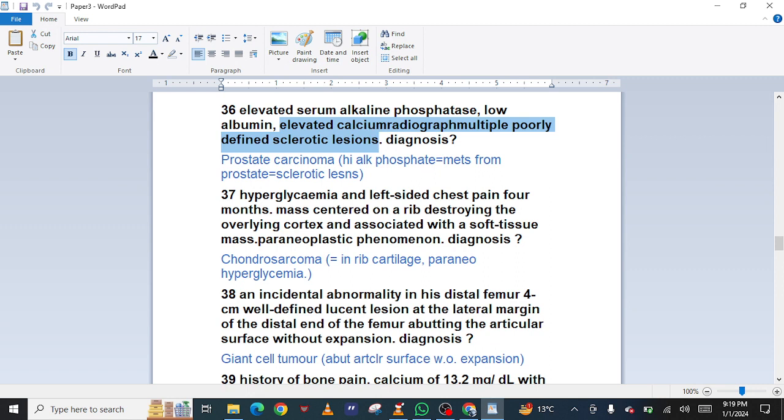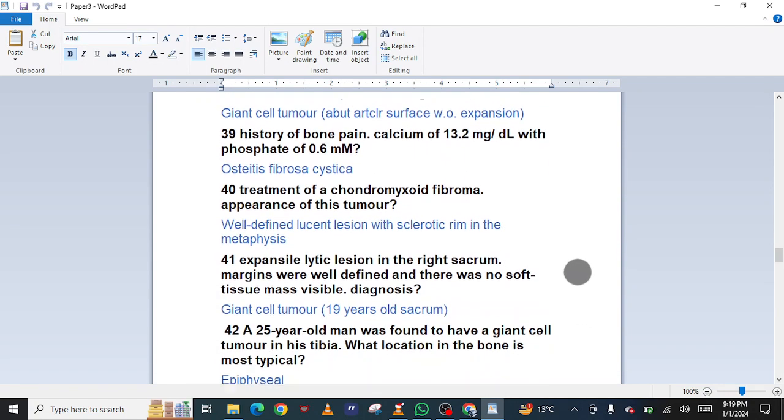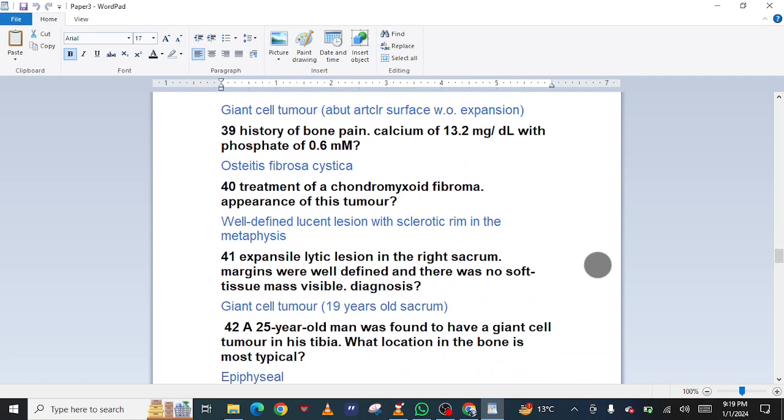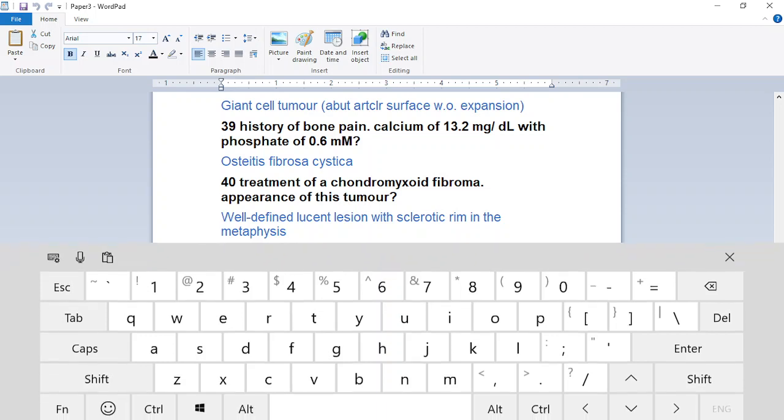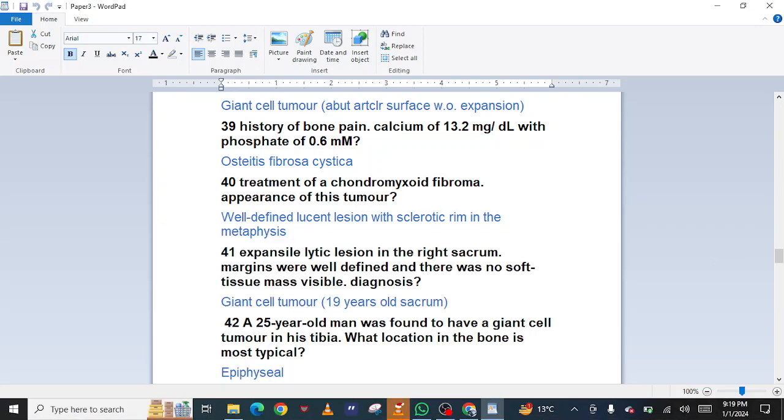Paraneoplastic phenomenon. Diagnosis: chondrosarcoma. 38. An incidental abnormality in his distal femur, a 4 cm well-defined lucent lesion at the lateral margin of the distal end of the femur abutting the articular surface without expansion. Diagnosis: giant cell tumor. 39. History of bone pain, calcium of 13.2 mg/dl with phosphate low. Osteitis fibrosa cystica. 40. Treatment of achondromyxoid fibroma appearance.